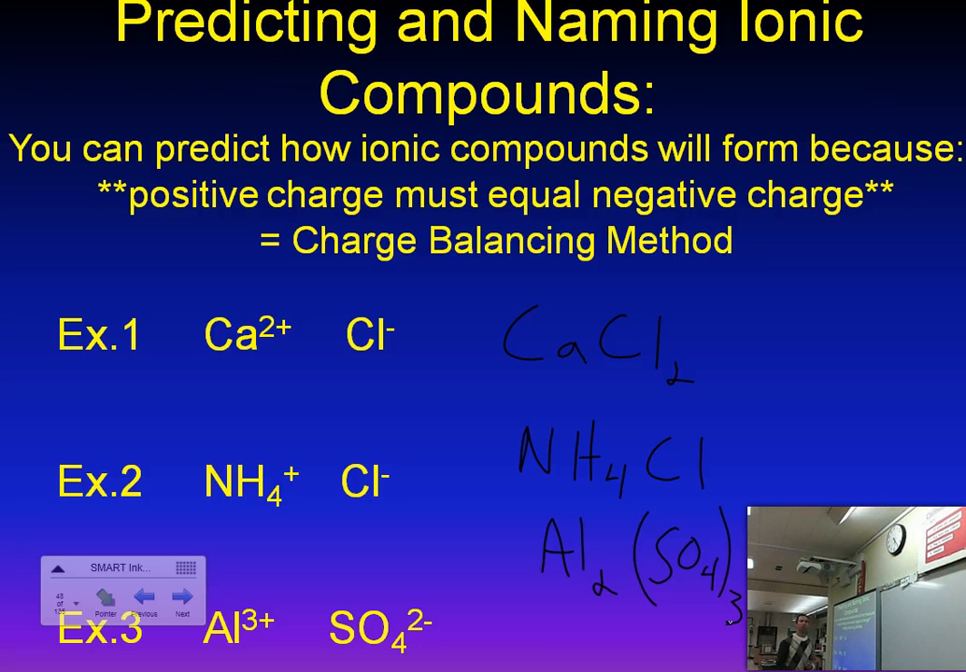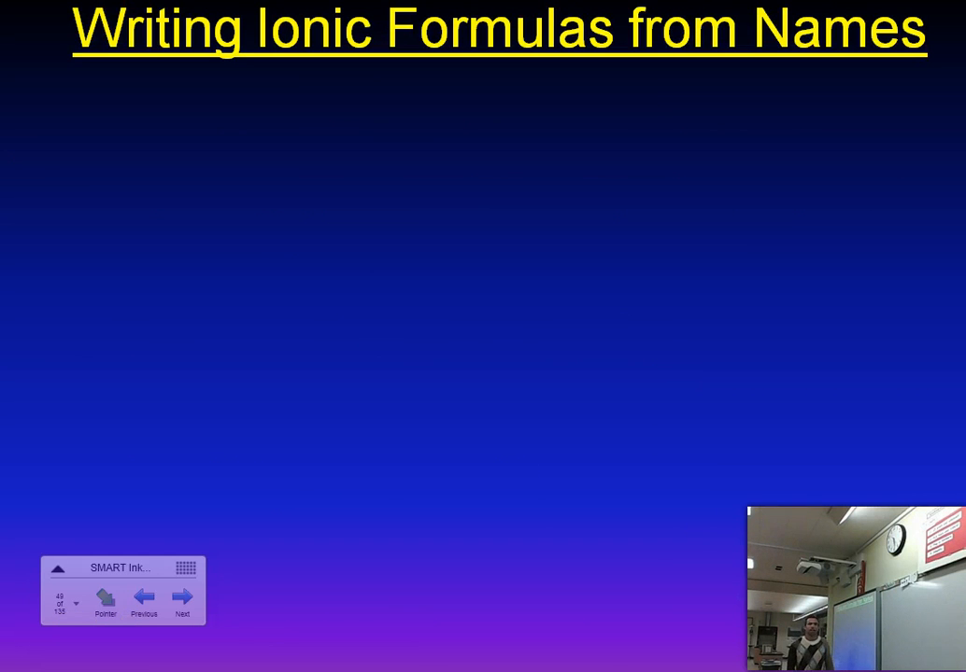The other thing you could do is the drop and flop method. So you're just dropping the charges and switching them, or flopping them. That also works. Now the last thing we did was write formulas from names, and this seems to be the most challenging thing for students to get, because we're going to combine a bunch of things that we have learned all together into one.